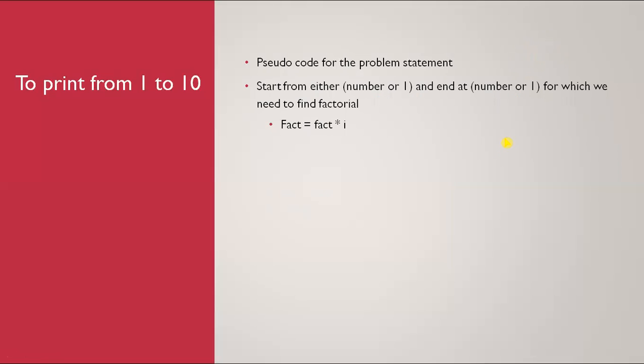And then every time you're going to do fact into I, which means you multiply the number with I, with some variable, and store it in the same variable every time. Okay, so which I have explained in the previous slide, right? The same way. Next, we're going to write the logic for the same. So let's see this logic clearly and then probably we can understand it in a better way, right?